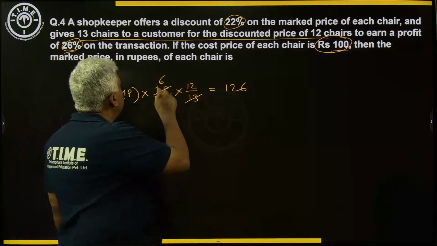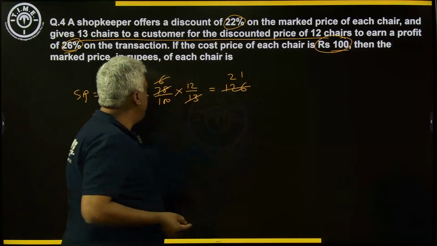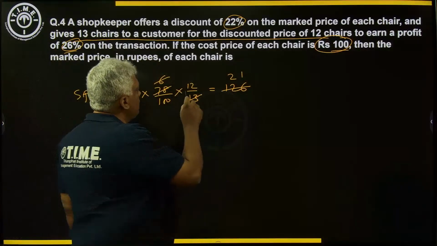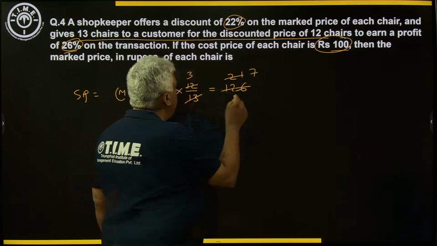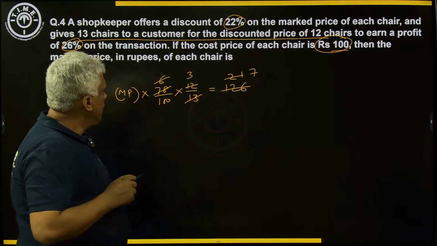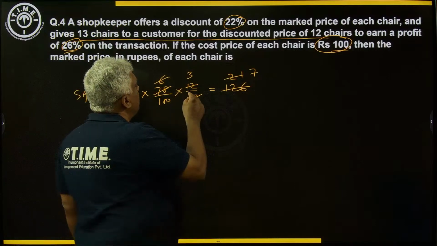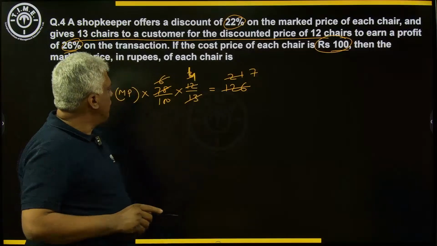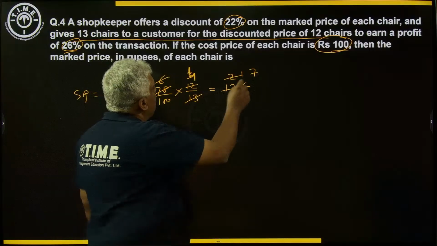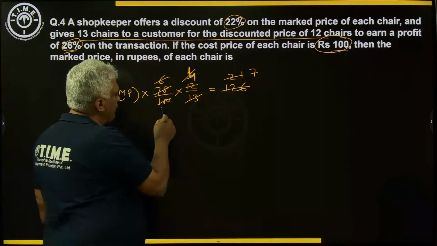Now if you cancel by 6, 6 twos are 12 and 6 ones are 6. Now we can cancel by 3, right? So 3 fours are 12 and 3 sevens are 21. Now 4 will cancel with 25, right?